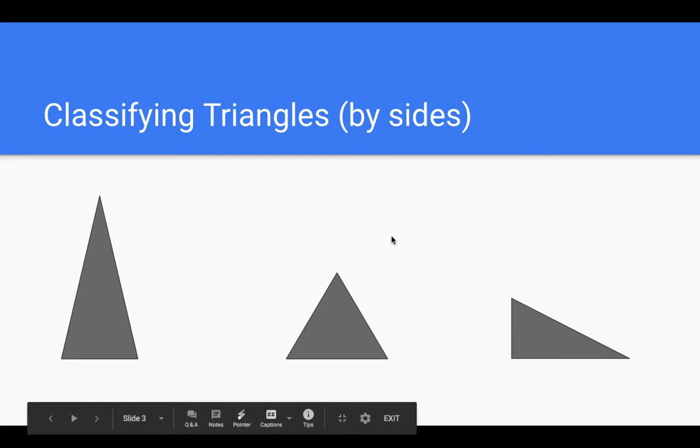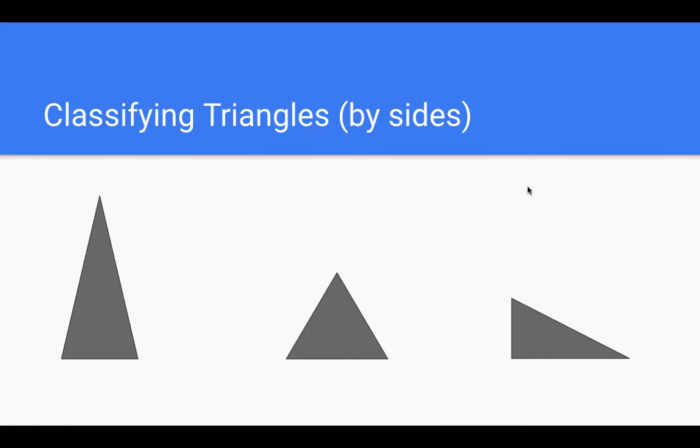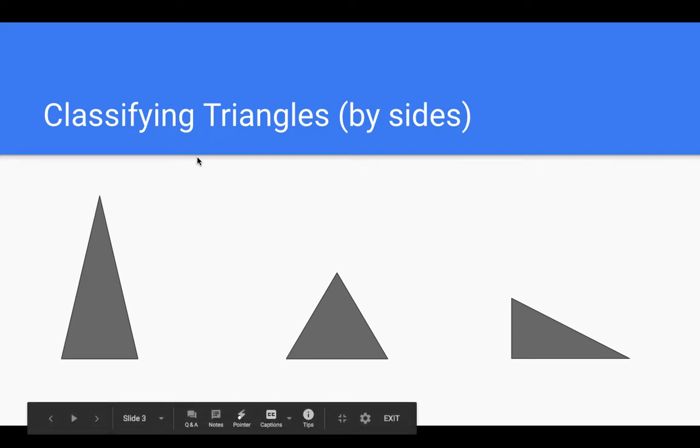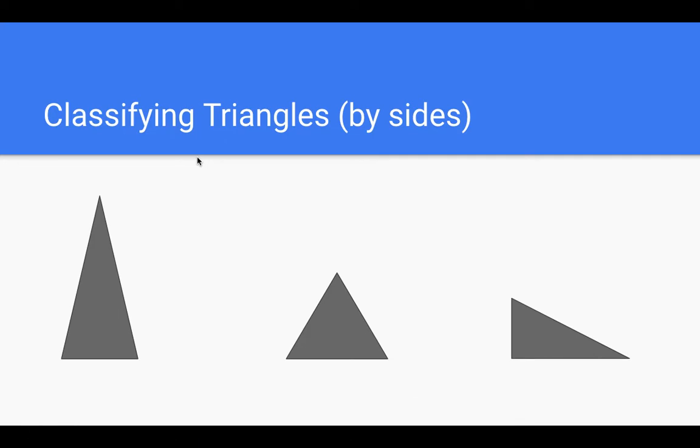All right, classifying triangles. We had a couple ways to do this. We could do it by the sides and by the angles. So we're going to start by doing it by the sides. This first triangle on the left has 2 sides that look the same length and 1 side that is different. So what do we call that? It's either scalene, right, or isosceles. 2 sides the same is isosceles.